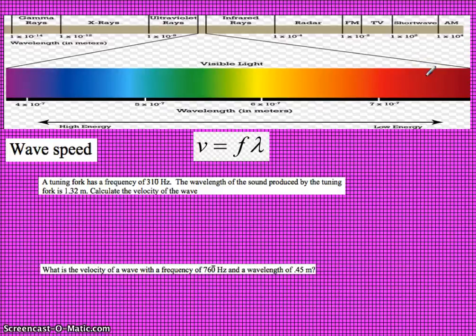Now, we can detect light waves from 4.3 times 10 to the 14th hertz. Now, this is going to be in your book, and it says in meters here, so that's why it's 10 to the negative 7th here. But it's going to be 4.3 times 10 to the 14th hertz.